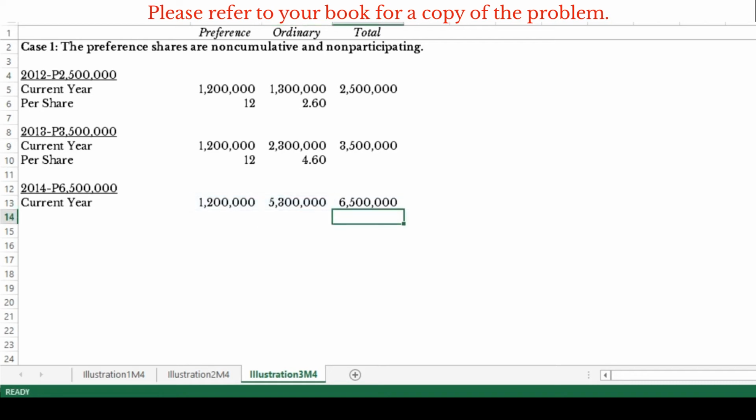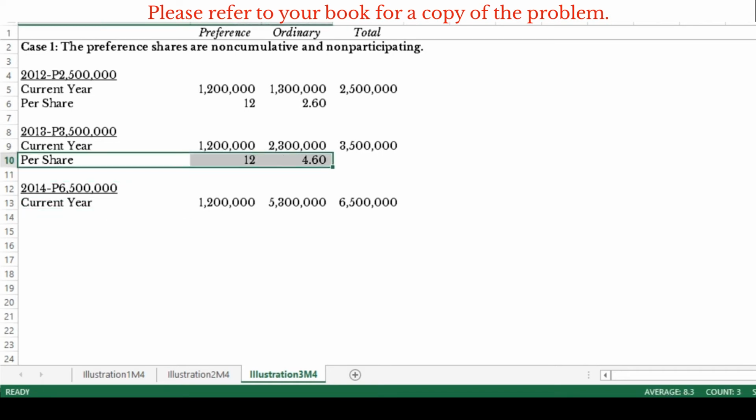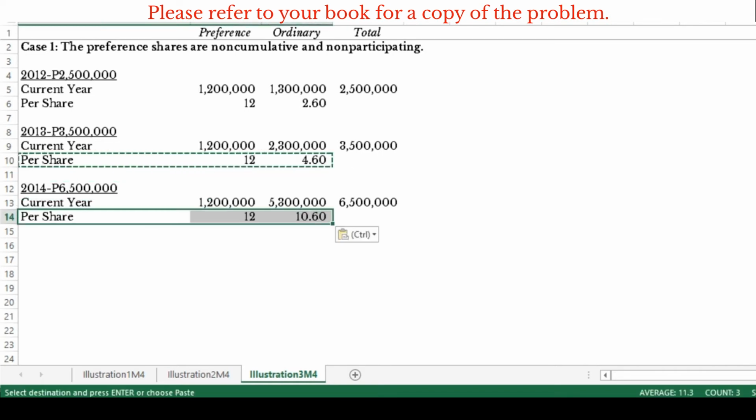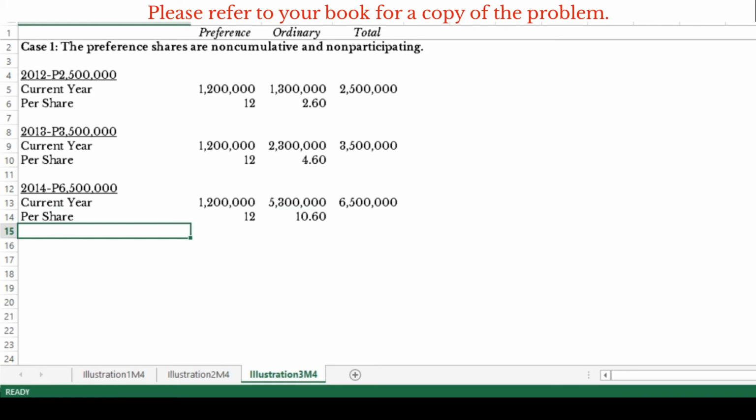So, 6.5 million yung ating total dividends declared. Then, if we're going to compute yung per share, we have 12 pesos again for preference and for ordinary, we have 10.6. So, anong napansin natin? Kapag siya ay non-participating, automatically, ang maximum amount na pwedeng ma-receive ng ating preference shareholders ay yung fixed dividend rate. So, in this case, that is yung 12% or 1.2. Lahat ng susobra automatically would go to the ordinary shares.